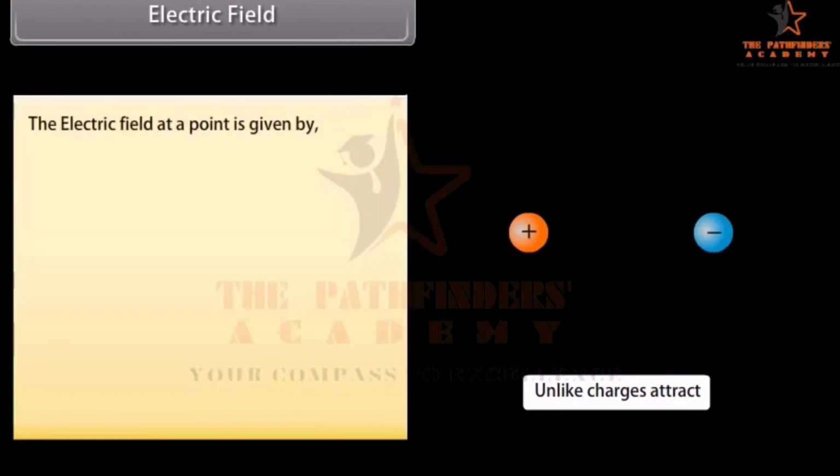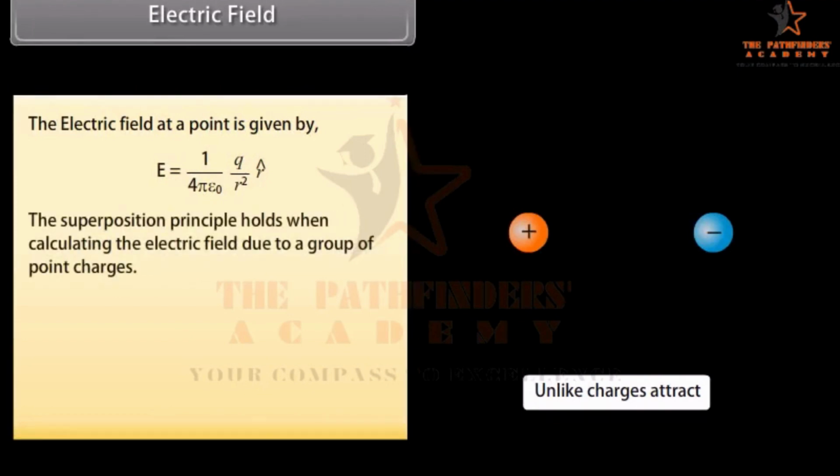The electric field at a point is given by E is equal to 1 upon 4 pi epsilon naught multiplied by Q upon r square into r cap. The superposition principle holds when calculating the electric field due to a group of point charges, E is equal to E1 plus E2 plus E3 and so on till En. This equation can be written as E is equal to summation from i equals 1 to n of 1 upon 4 pi epsilon naught multiplied by Qi upon Rpi square into Rpi cap.